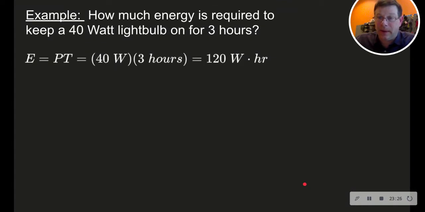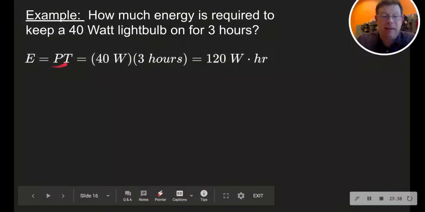Let's say you turn one on or leave one on, might be in a bathroom, for instance, for 3 hours. How much energy does that require? How much energy do you burn? How much energy are you going to pay the electric company for? Well, energy is the power times the time, so you choose this form of the law because you're looking for energy.